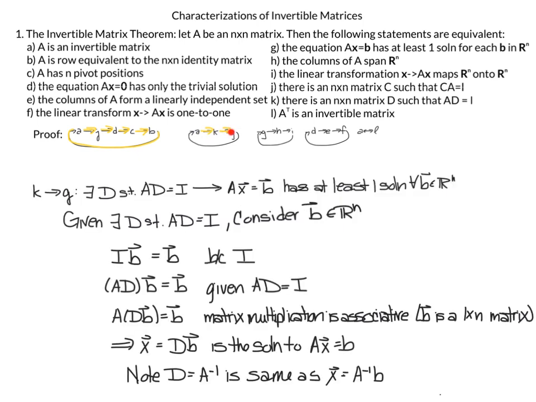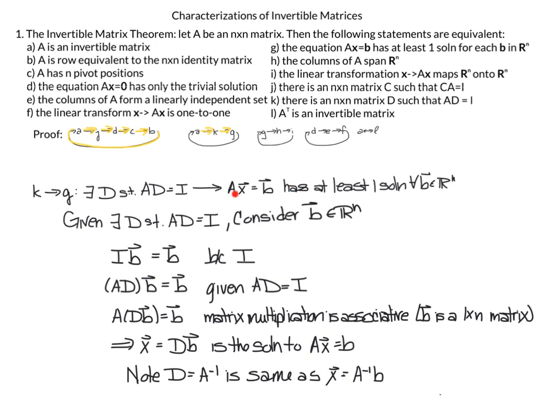Next, we'll show K implies G. So there's an n by n matrix D such that AD equals I, and we're going to show it implies G: the equation AX equals B has at least one solution for every B in Rn. So we're given that there's this matrix D such that AD equals I. And now we want to show that AX equals B has at least one solution for every B in Rn. So we are going to consider B in Rn.